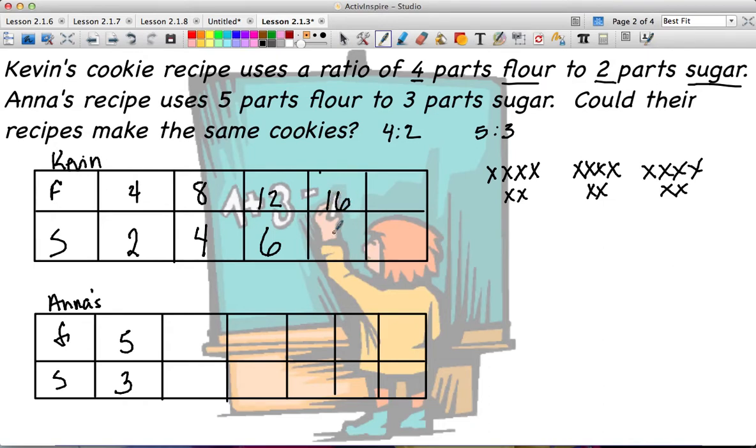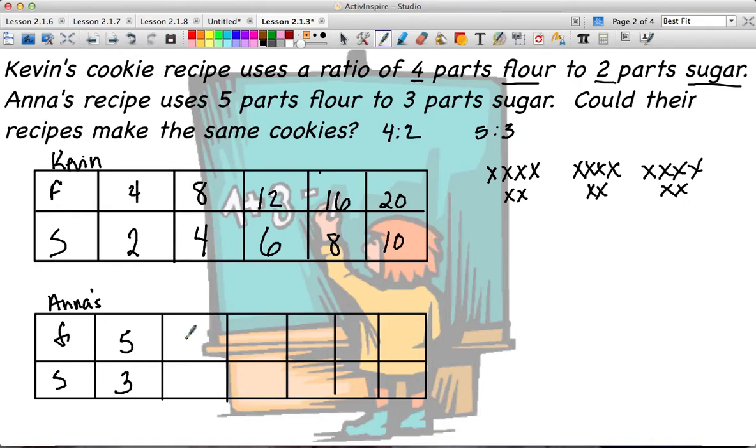If I have 16 parts flour, I have to have 8 parts sugar. And if I have 20 parts flour, I have to have 10 parts sugar. Right, so we're going to just do the first 5, and then we're going to look up here and see if we can ever get the amount of flour to match the amount of flour up here. In order for them to make the same recipe, the flour to sugar ratio has to be the same.